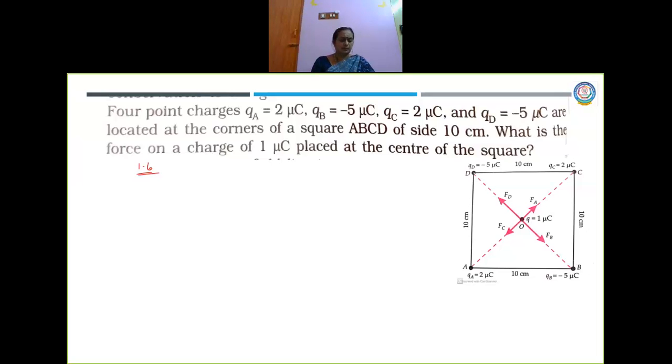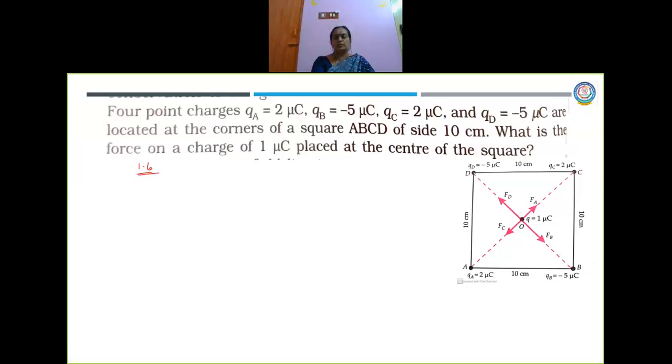Now look at the diagram. Hope you should be able to understand the diagram. Now 4 charges are kept on the corners of a square. This is charge A, QA, QB, QC and QD, and the values are given, and it is a square whose side is 10 centimeter. Now there is a charge in the center of the square which is Q equal to 1 microcoulomb. Now what your question is, you need to find out the force on the charge.